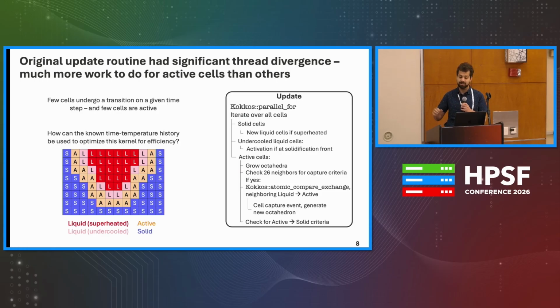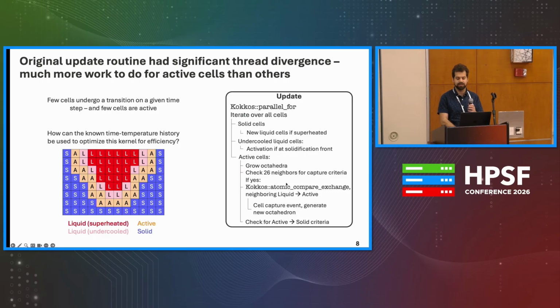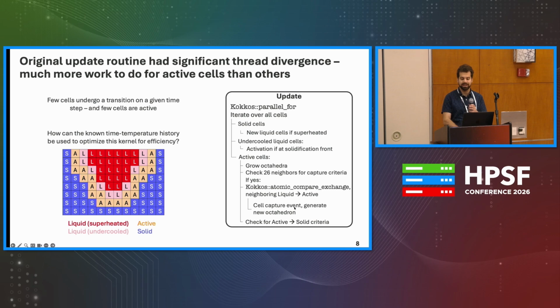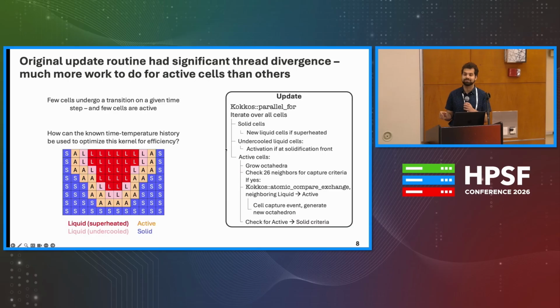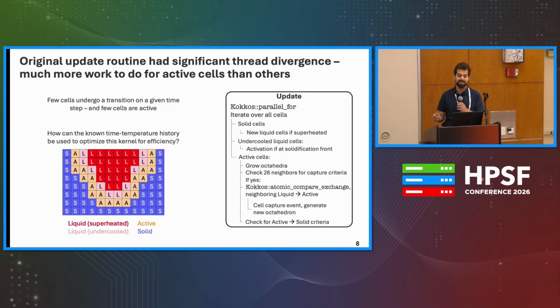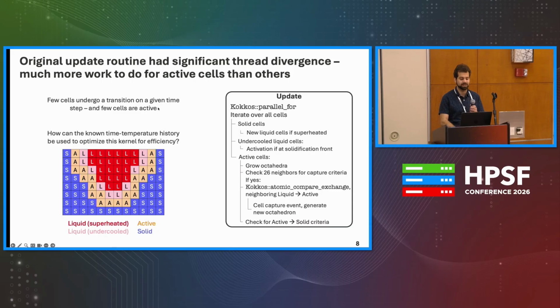But then if we do have a successful cell capture event, we have to generate a new octahedron, do a bunch more calculations, and then check for the active cell turning into solid criteria. So you could see, just from this being essentially what the code looked like back in 2021, that there would be a lot of thread divergence. Whichever thread ends up with that small portion of the domain with all those active cells is going to be what's limiting your code.